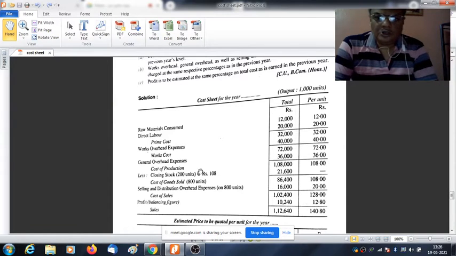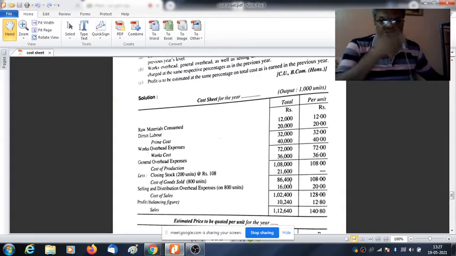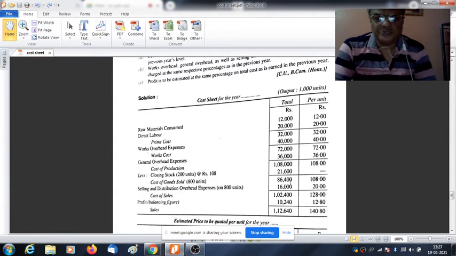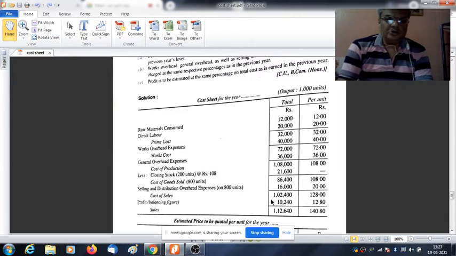So we deduct this closing stock valued at 108, so we have 21,600. Henceforth this 86,400 will not be divided by 1000, but will be divided by 800 units. 86,400 divided by 800 units will give you 108. So after that, whatever value comes, you need to divide by not 1000 units, but by 800 units. So the sales value is given, so this is the profit. So the first step is over.